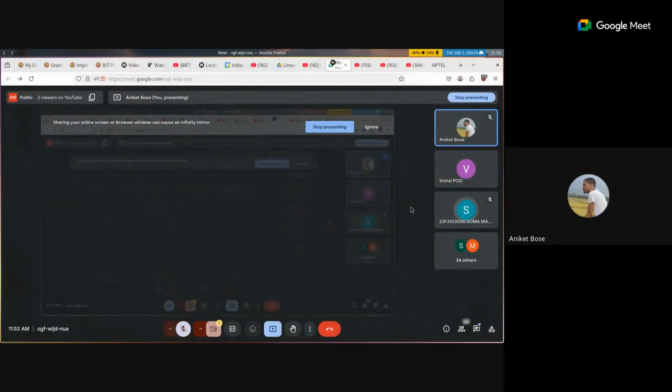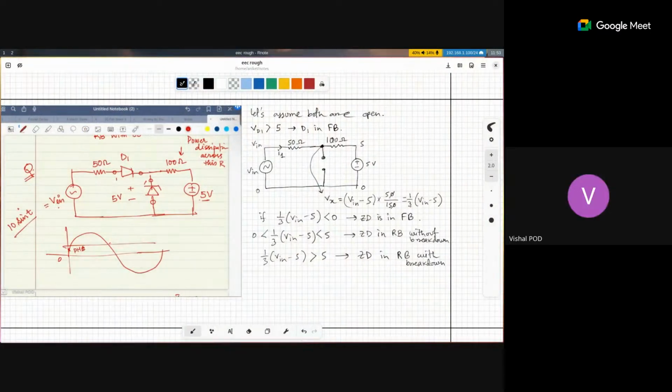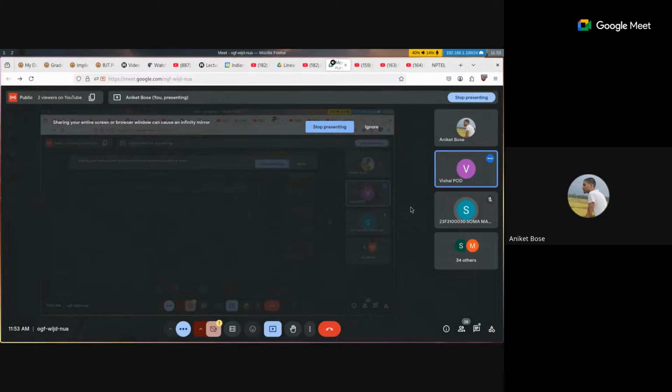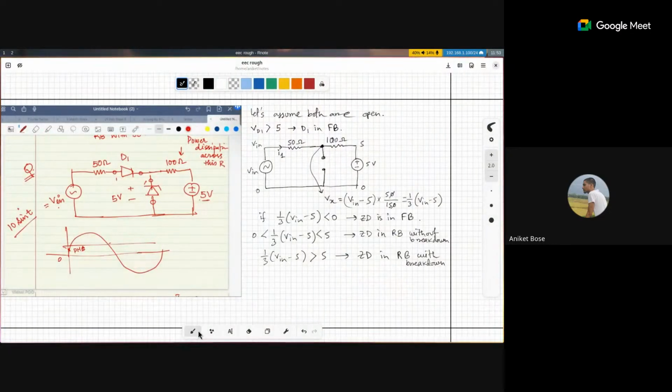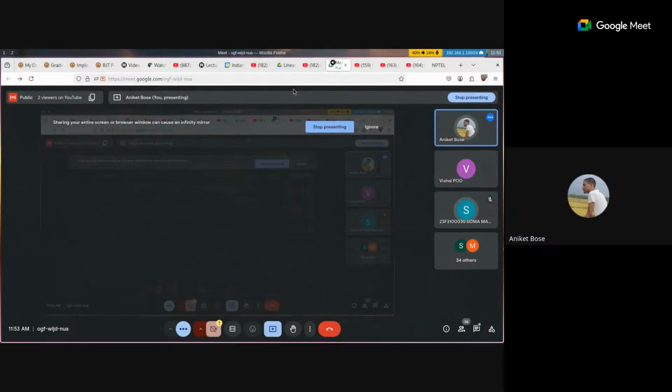Sir, which one? No, the Vx value, how will it be written? The Vx value is the voltage getting divided across the resistors, right? Okay, so we have written 50 upon 150. But you have to write across the 100 ohm, right? Actually, sir, first I am trying to get the voltage, and then after that I can use the V squared upon R formula.